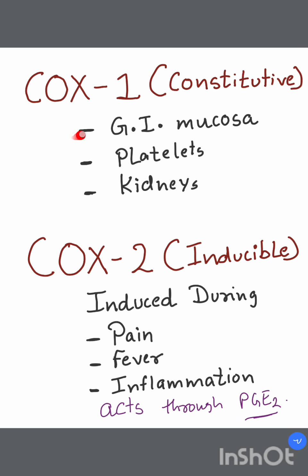So, we'll understand how this COX mechanism works. In our body, we have COX-1, which is constitutively present. That means it is already present. It is present in GI mucosa, platelets, and kidneys. It performs its function in these places. Whereas COX-2 is an inducible enzyme, meaning it will be induced in particular states such as pain, fever, inflammation.